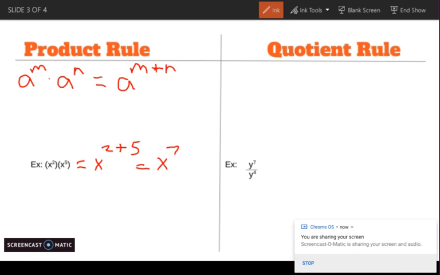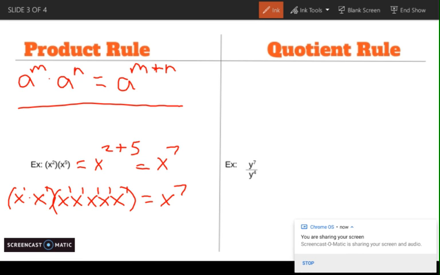If we write out x squared as x times x, then we have x to the 5th, which is x times x times x times x times x. And then when we multiply all that together, all of these have a 1 in the exponent. And if we add up all of those ones, that gives us x to the 7th power, which is why we can just use this rule up here at the top. Now, looking at the quotient rule.